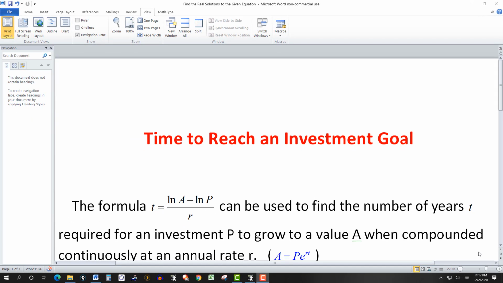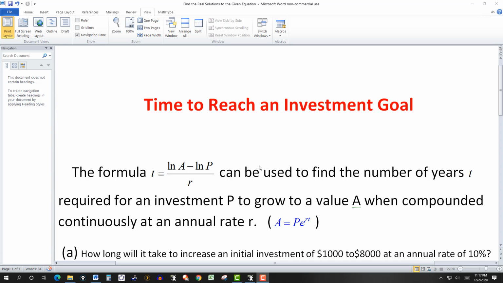This video is going to deal with compound interest, particularly continuous compounding. So we want to find the time to reach an investment goal. Now, interest can be compounded annually, once a year, semi-annually, twice a year, quarterly, 4 times a year, monthly, 12 times a year, daily, 365 times a year, and of course, today we're going to focus on continuous compounding.